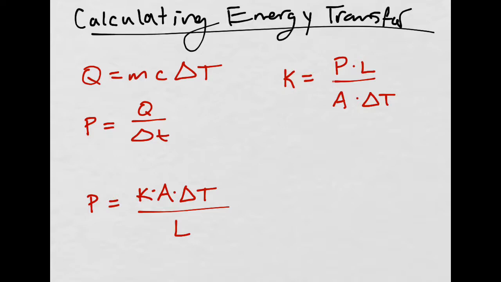Delta T, again, is different. Capital delta T is the difference in temperature. Small delta t is the difference in time. Then Q equals mcΔT, this part. We already said Q is the energy transfer in joules. m is the mass of the material in kilograms. c is the specific heat capacity of the material. We already talked about that. It's a characteristic of the material. And capital delta T is the change in temperature.